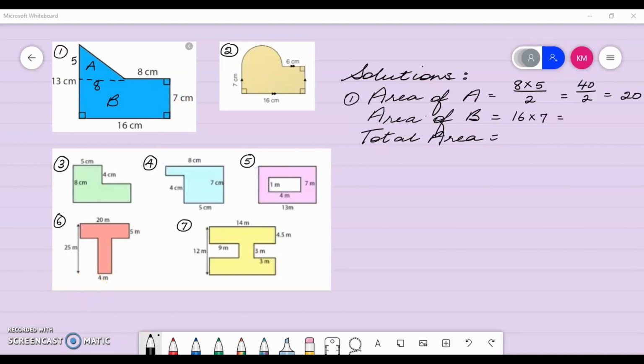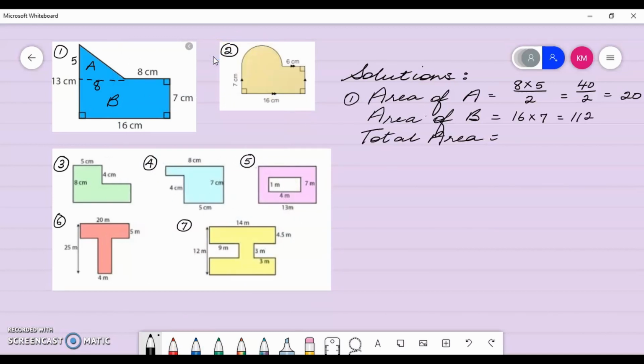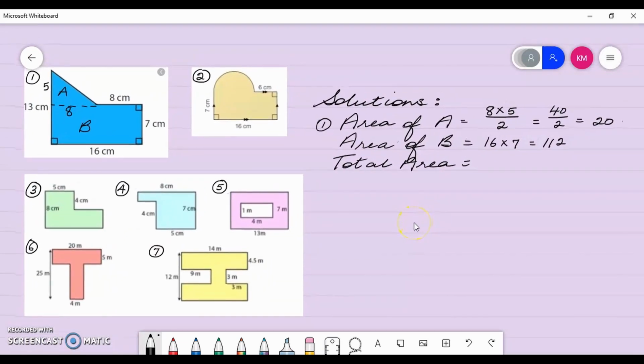And that is going to give me 16 multiplied by 7 is 112. Now, these areas, the units need to be in centimeters squared. So this one is also in centimeters squared. So my total area is going to be that 20 plus 112, and that is going to be 132 centimeters squared. And there you have it. I have solved for the total area of that shape.